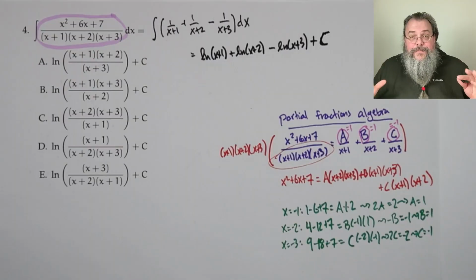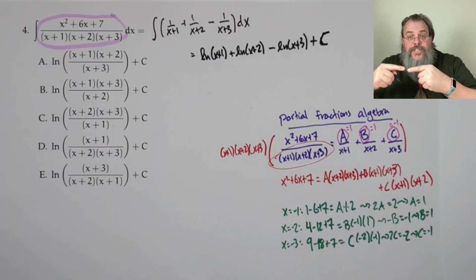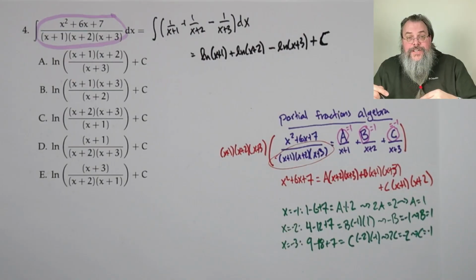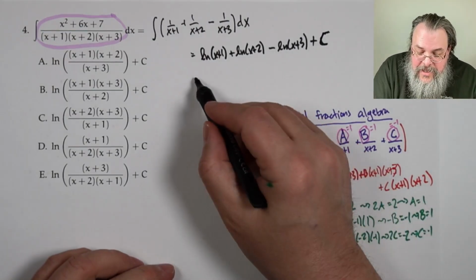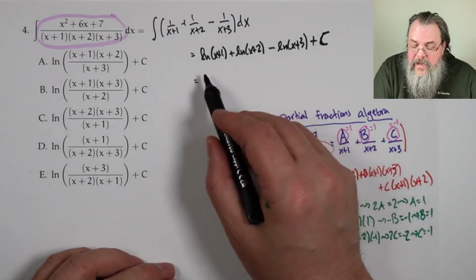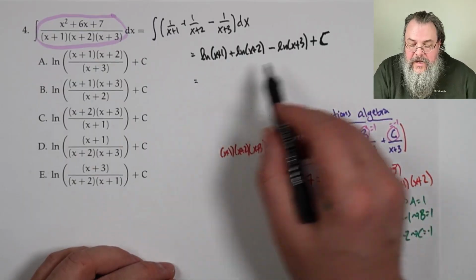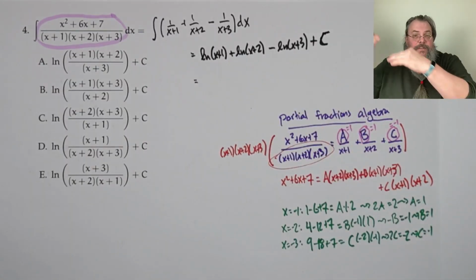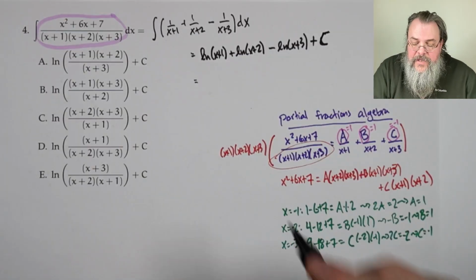Just channel your inner properties of logs. Addition means multiplication. Subtraction, division. So addition, the terms that are being added, they go upstairs. The terms being subtracted go downstairs. And all our coefficients are 1. If you had any coefficients, they'd come in as powers. We don't have any powers here.